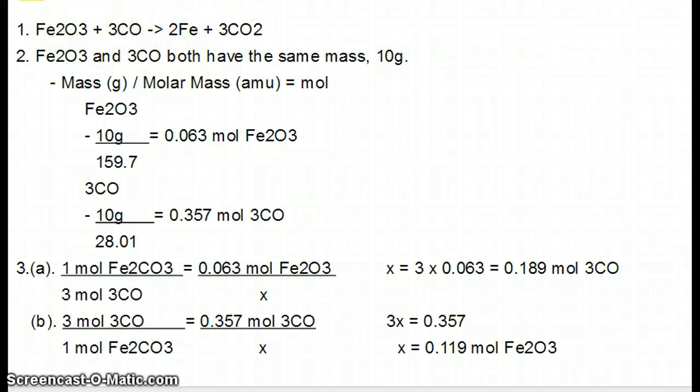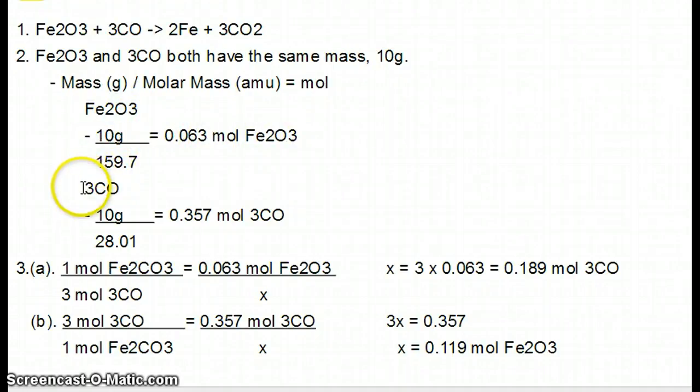And then step 2 was to convert the given information into moles. This was really easy because both of our reactants have the same mass, which is 10 grams. The equation we're going to be using is mass over molar mass, or simplified, g over AMU equals moles. For iron 3 oxide, it's 10 grams over the AMU, which if you add it up is 159.7. If you divide that, it equals 0.063 moles of iron 3 oxide.